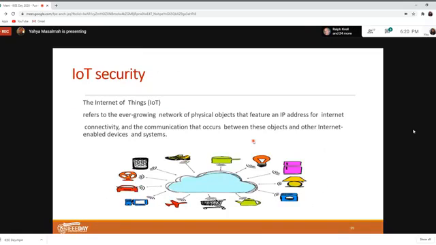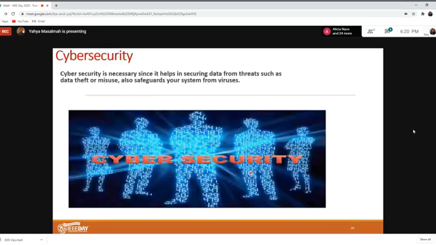The Internet of Things refers to the ever-growing network of physical objects that feature an IP address for Internet connectivity, and the communication that occurs between these objects and other Internet-enabled devices. And here is the issue that we have. A lot of things are connected to the Internet, a lot of sharing, and this makes it more exposed to attacks and hacking. Cybersecurity, something we need to pay attention to even at a small scale, is necessary since it helps in securing data from threats such as data theft or misuse, and safeguards your system from viruses. These things are very important.